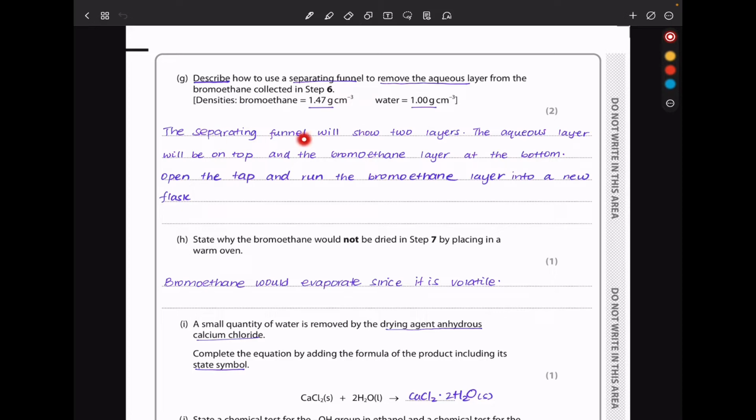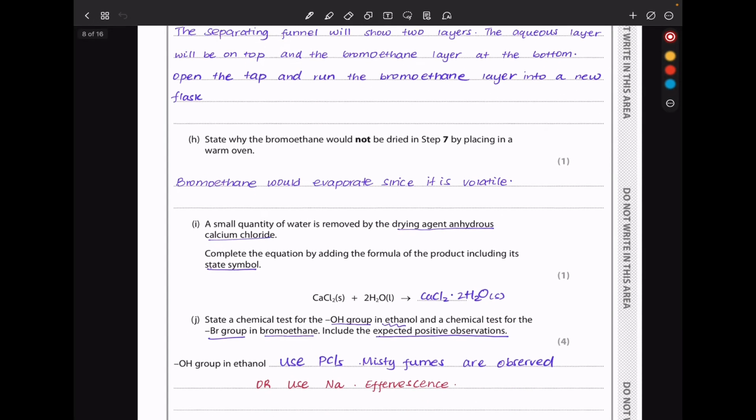So I say the separating funnel will show 2 layers. The aqueous layer will be on top, and the bromoethane layer at the bottom. Open the tap and run the bromoethane layer into a new flask.